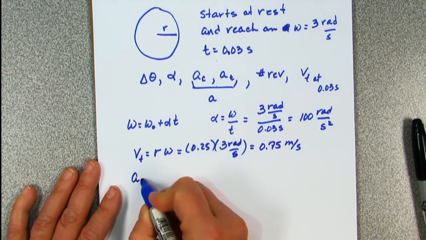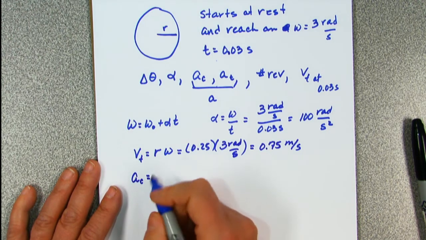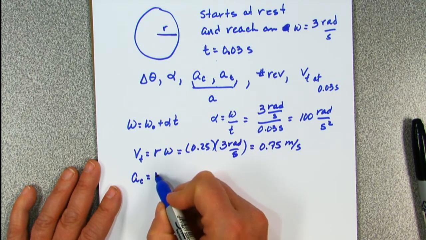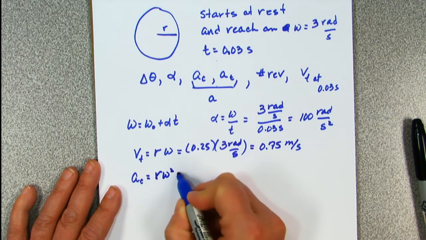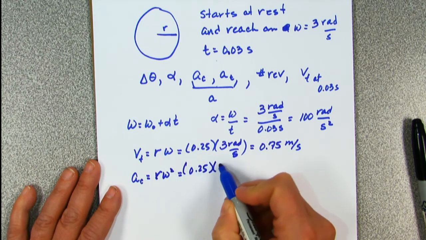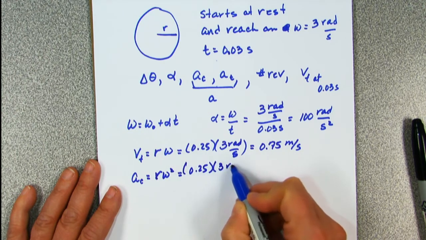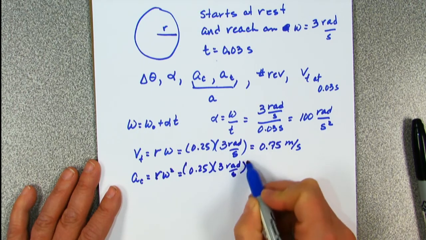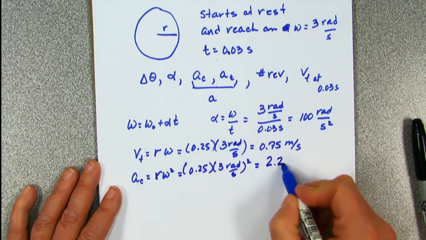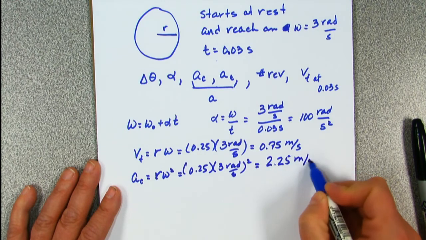My centripetal acceleration is r omega squared, 0.25 times my 3 radians per second squared, 2.25 meters per second squared.